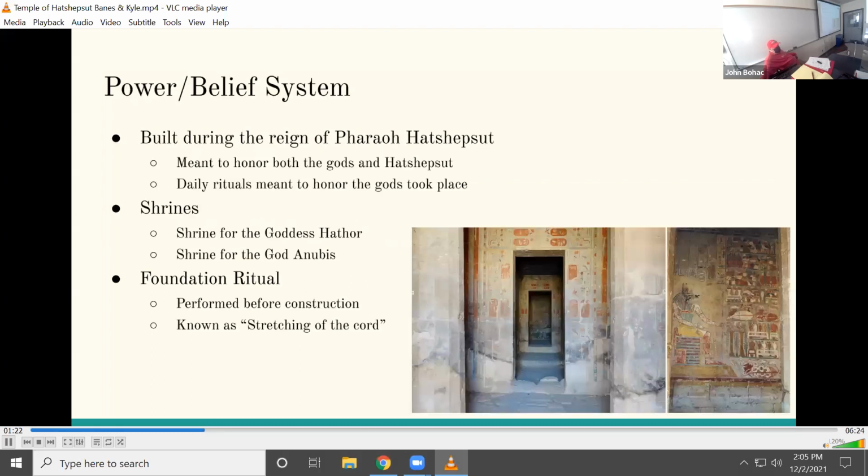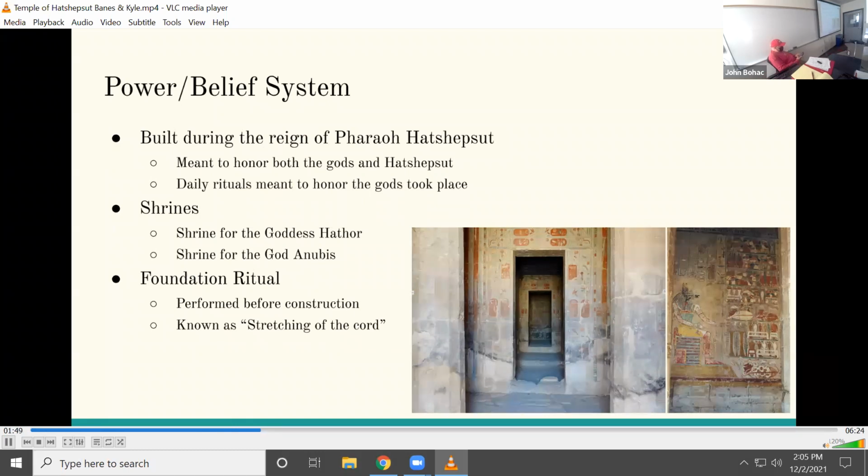The temple was built during the reign of the Pharaoh Hatshepsut, and it was meant to be a funerary temple for her and a sanctuary to honor the Egyptian gods. In order to honor the gods, daily rituals took place in the temple. The tasks required were things such as preparing food and drinks, burning incense, and singing hymns. There were also shrines present in the temple named for specific gods, such as Anubis and Hathor.